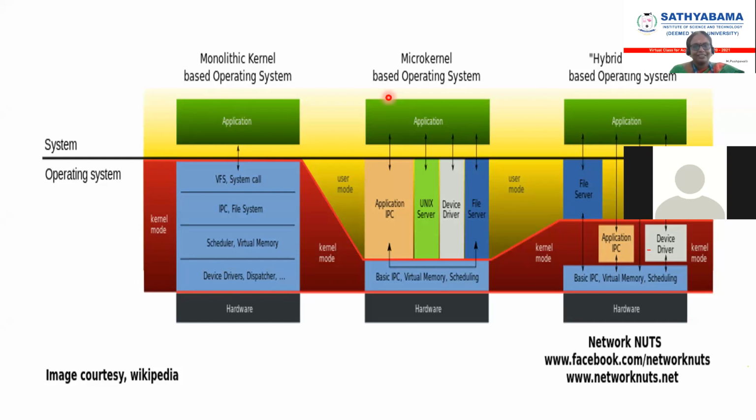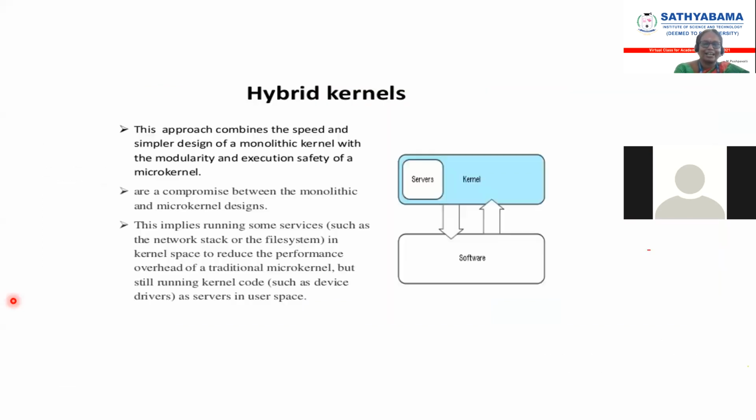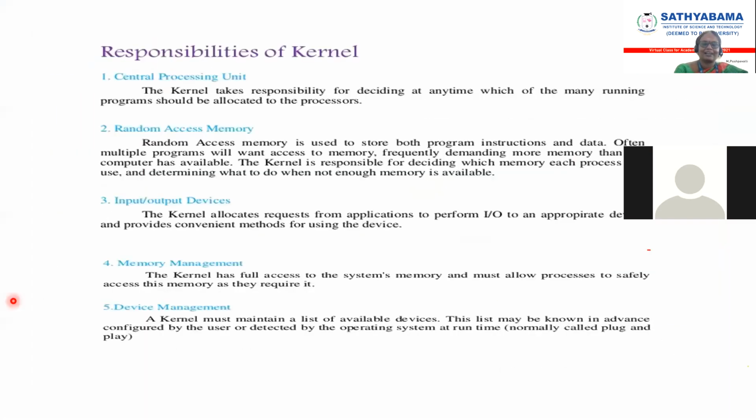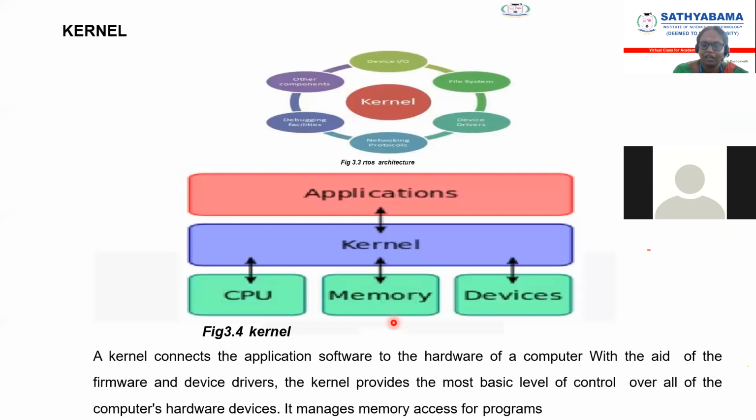I think with this figure you can understand well what the kernel will do, what operations it will do. You all know the kernel will take device management. Apart from this diagram, I told you one more diagram is very important. Are you clear, ma'am? I think you can view this diagram: device I/O, file system, device network, network protocol, debugging, other components. These two diagrams are very important for the kernel.